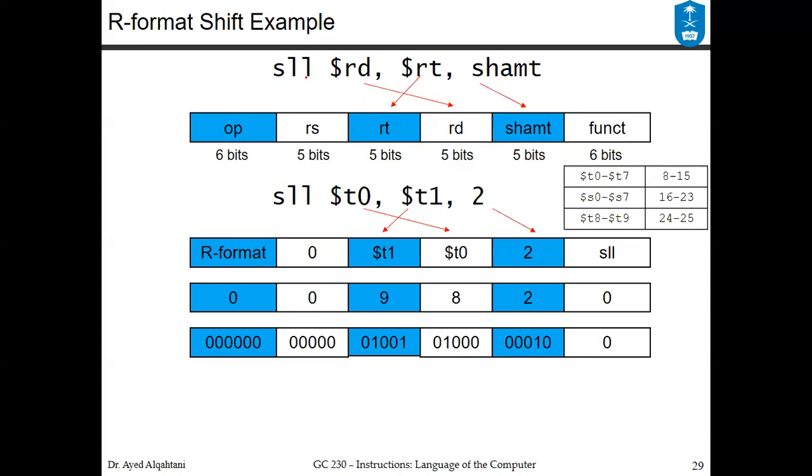The shift left logical is one of the confusing instructions, because you might think that since there is a number here, this is an I type. It's not an I type. It's an R type or R format instruction. Since you are shifting by only a few digits, you can use the shift amount instead of using an immediate value that has 16 bits. This is why we say that SLL and SRL are R type or R format instructions.